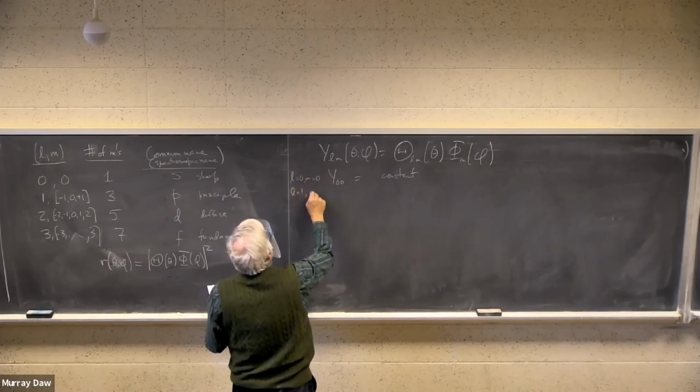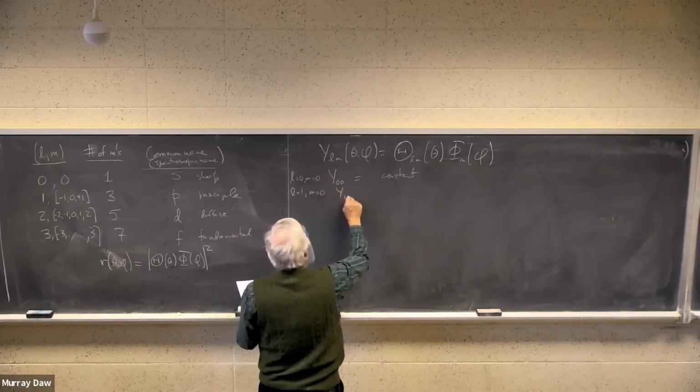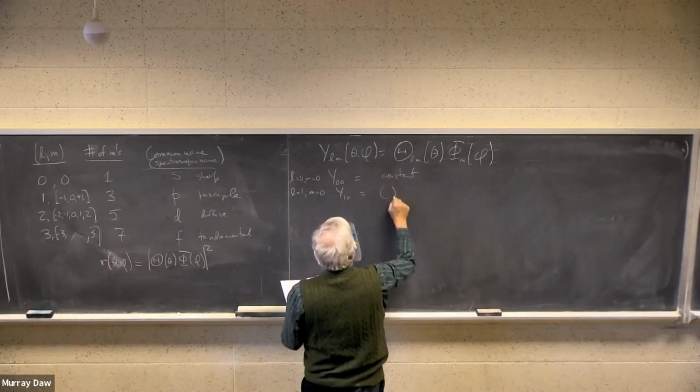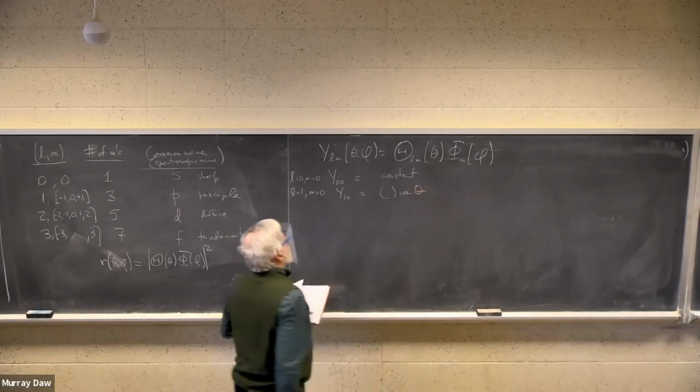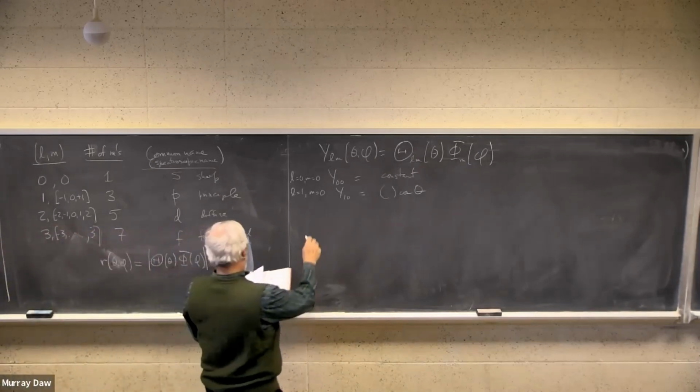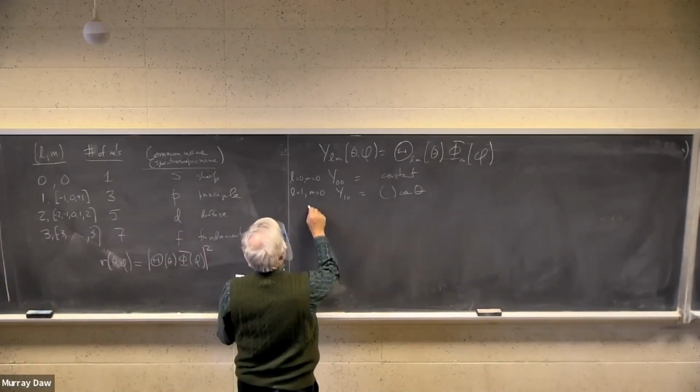L is equal to 1. Let's try M equals 0. This Y10 is a constant times cosine theta. Right, M is equal to 0, so there's no e to the i m phi. That's just a constant. Then plus or minus 1.